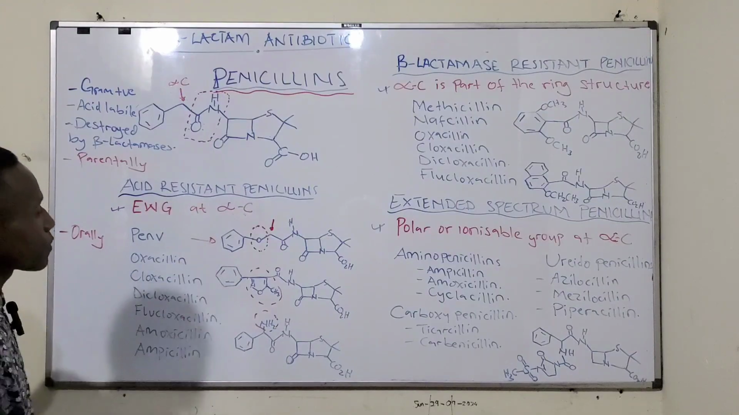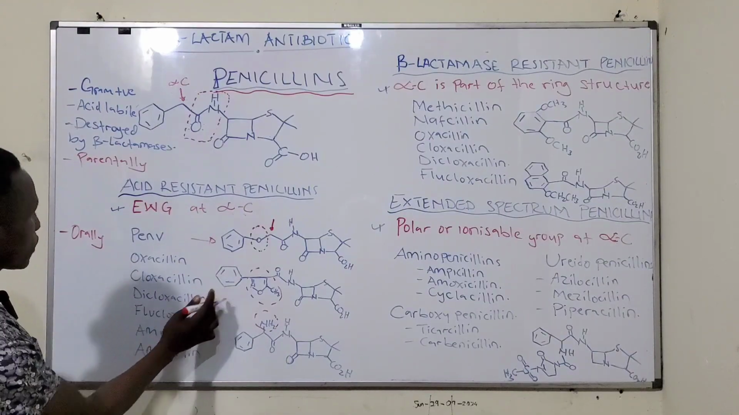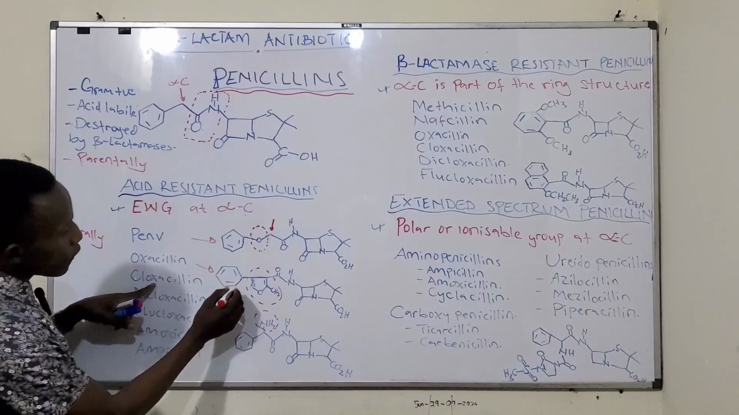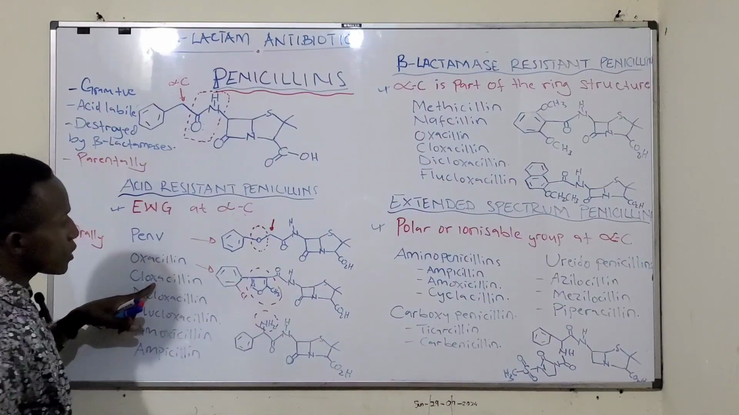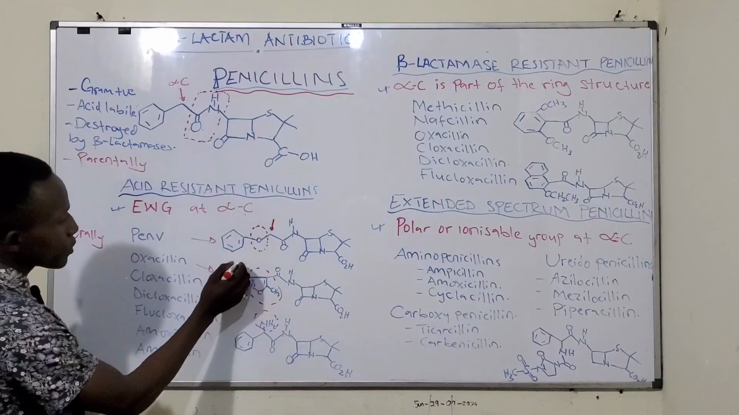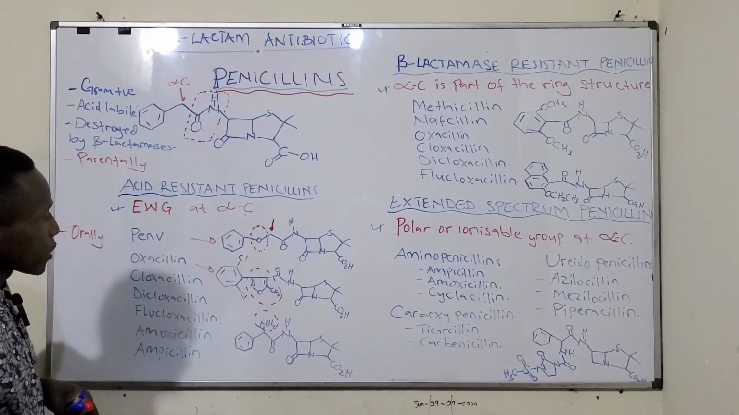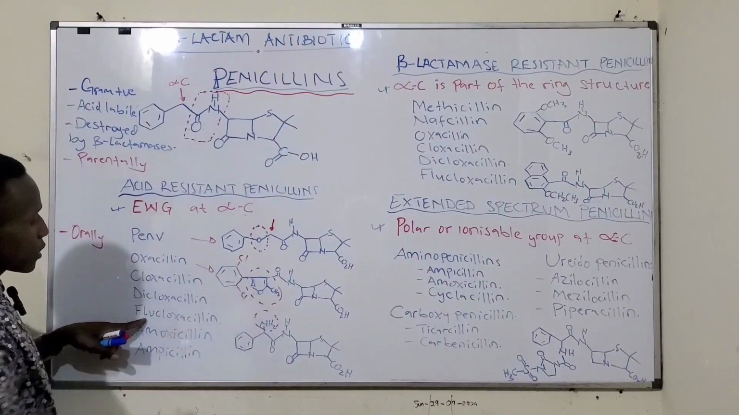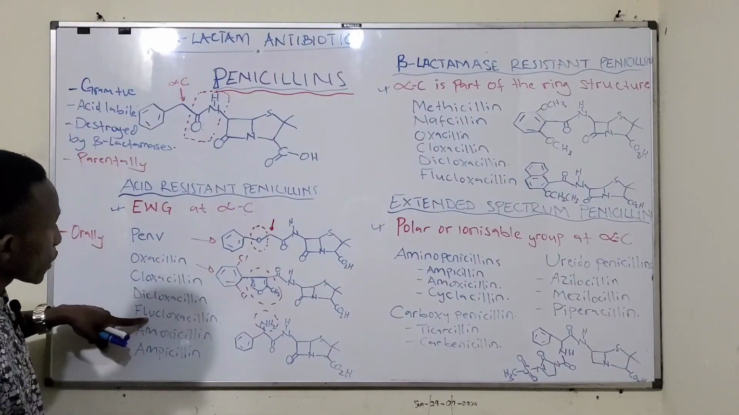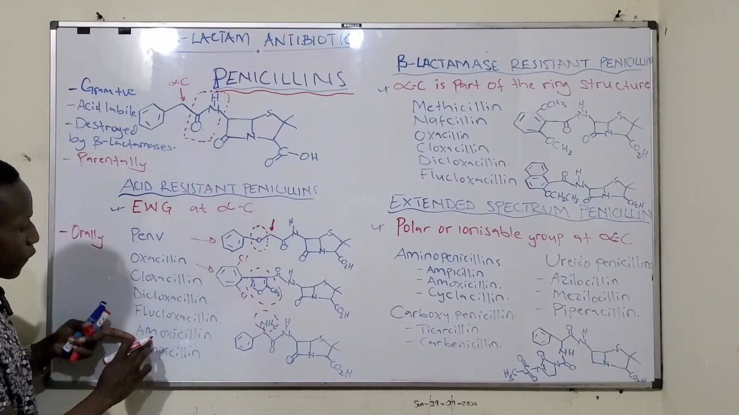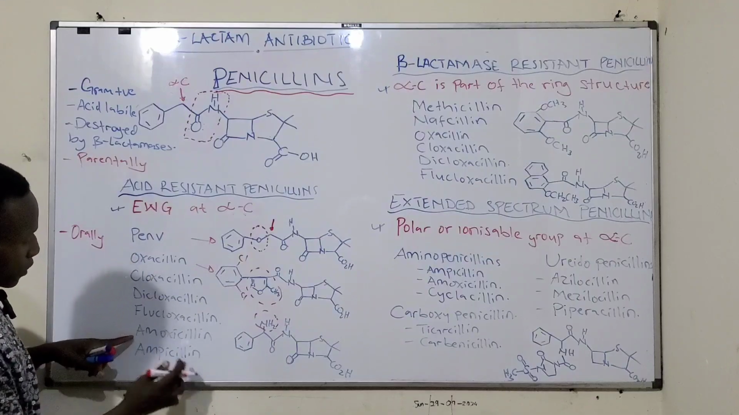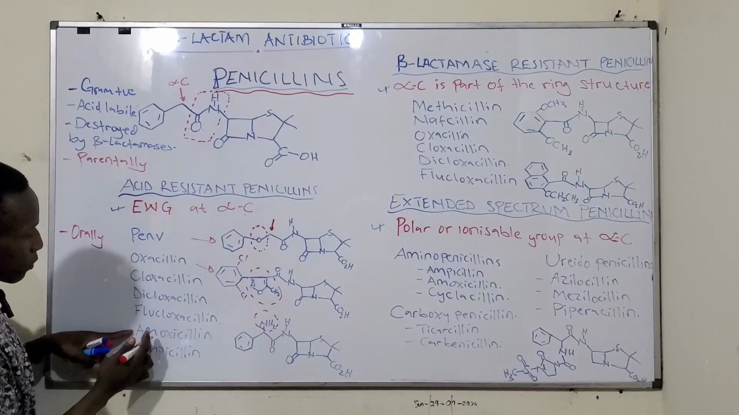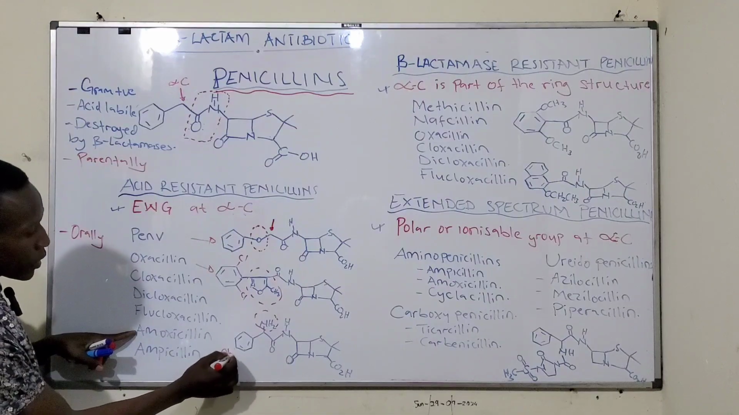So this structure is pen V. Then this structure is oxacillin. So chloroxacillin, meaning we have a chlorine here for chloroxacillin. Then dichloroxacillin, we have another chlorine there. For fluoroxacillin, instead of this chlorine, it is a fluoride group. Then this is ampicillin. Then for amoxicillin, there is OH.